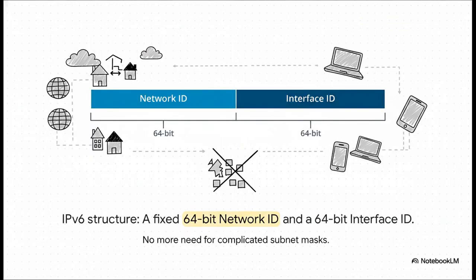And you know, one of the best things about IPv6 is just how elegant and simple it is. The address is split perfectly in half. The first 64 bits are for the network, the second 64 bits are for the device on that network. That's it. No more complex, confusing subnet masks. It's just clean and efficient by design.